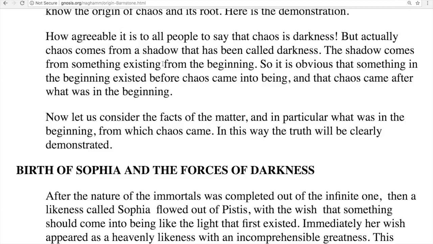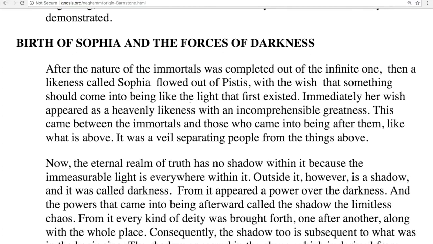Birth of Sophia and the forces of darkness. After the nature of the immortals were completed out of the infinite one, and the infinite one, of course, is God, or the monad, mother, father, and the immortal ones are the aeons, then a likeness called Sophia flowed out of Pistis. Now, Pistis is one attribute of God. Remember, there are 5 attributes of God that are syzygistic pairs, the pentad becoming a decad, a total of 5 pairs, so a total of 10 attributes of the Mother Father, one being truth and faith.